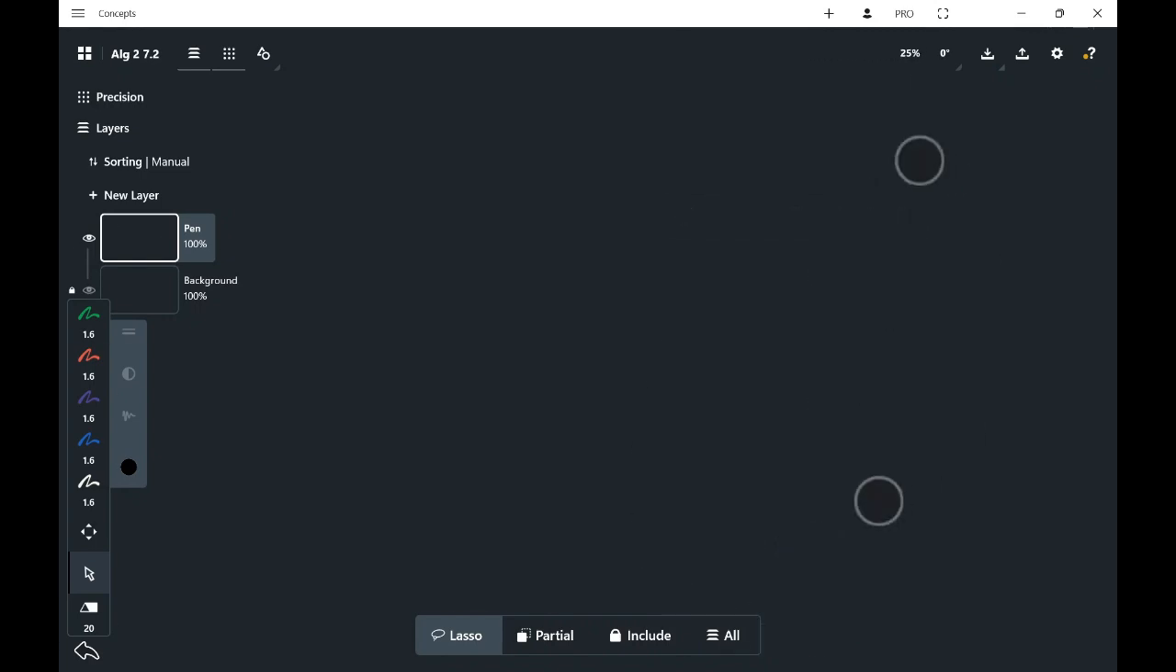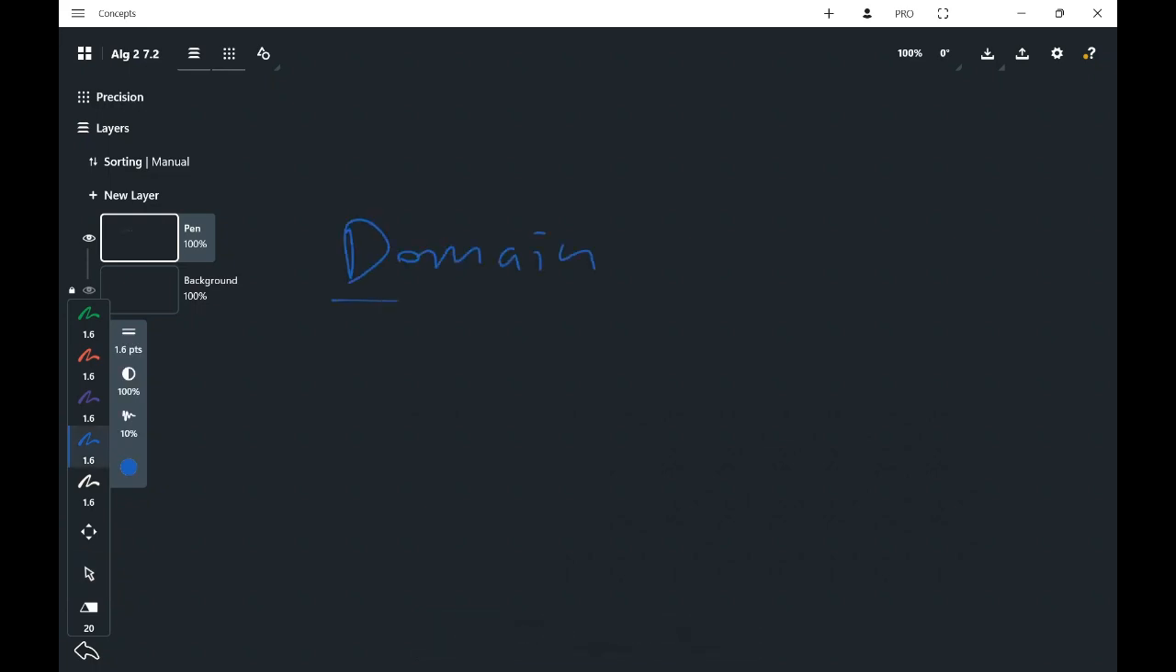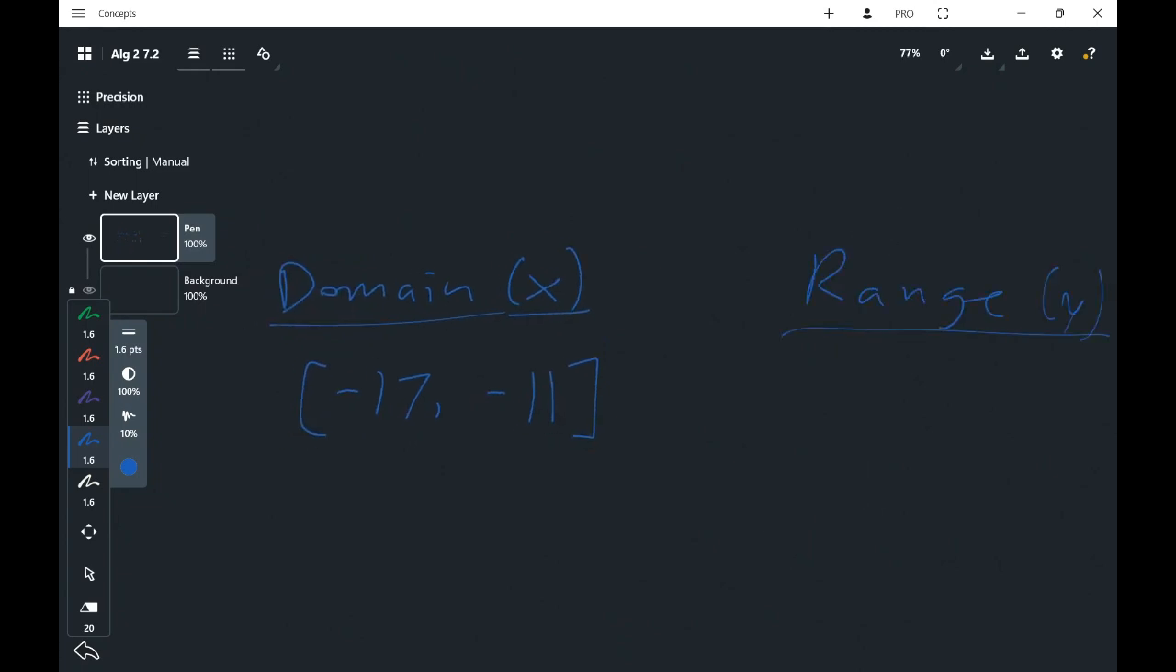Let's go ahead and write out some work here. Our domain, these are the x values, remember. We start at an interval of -17 to -11 inclusive, and then range for the y values. This is an interval of 5 to 15.